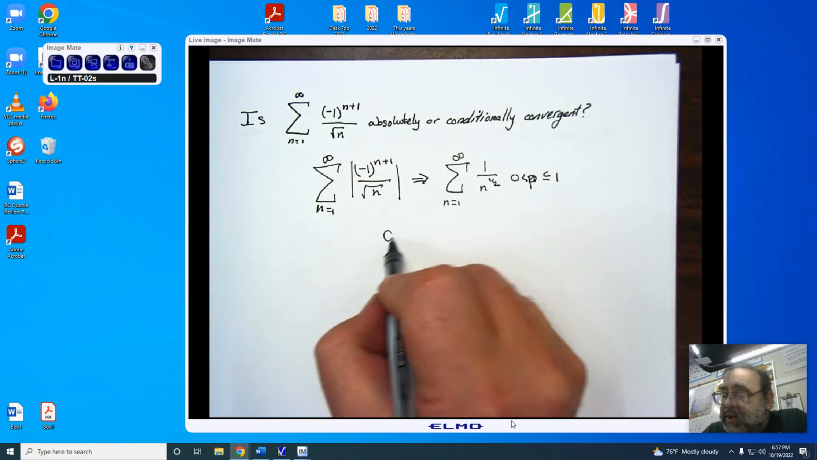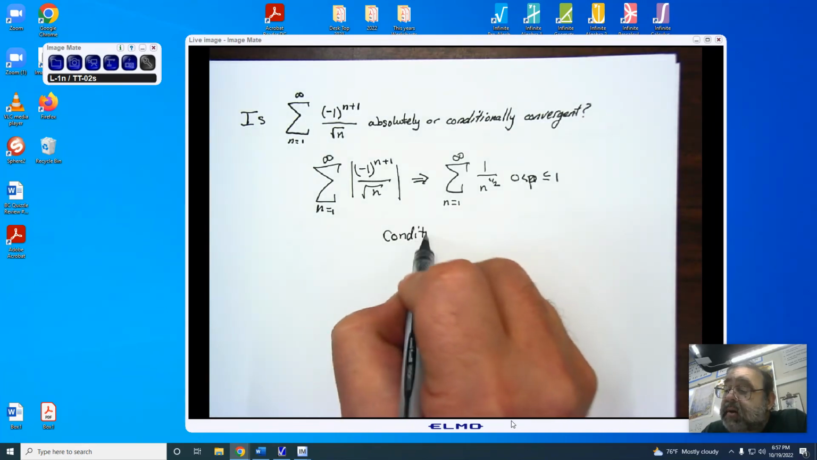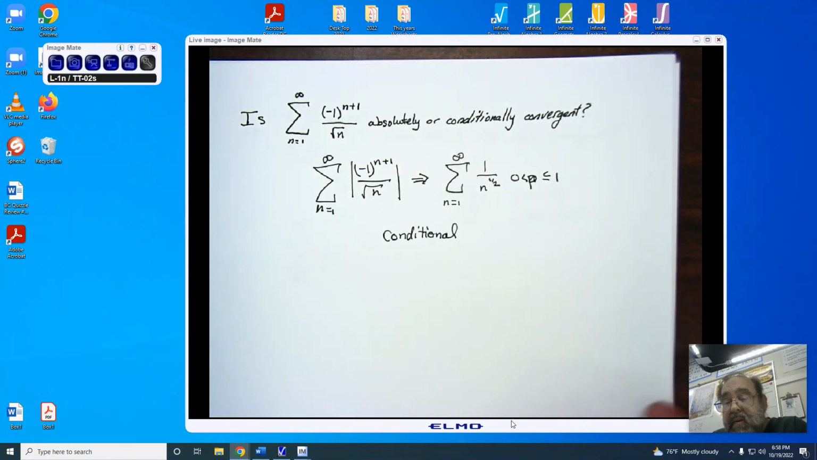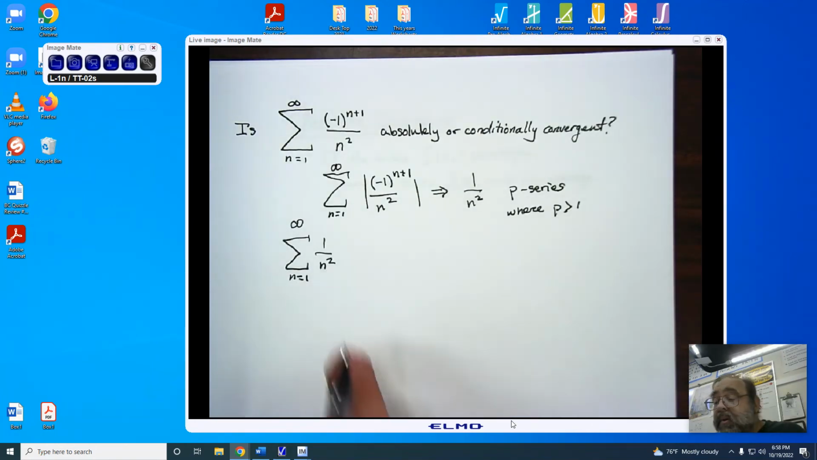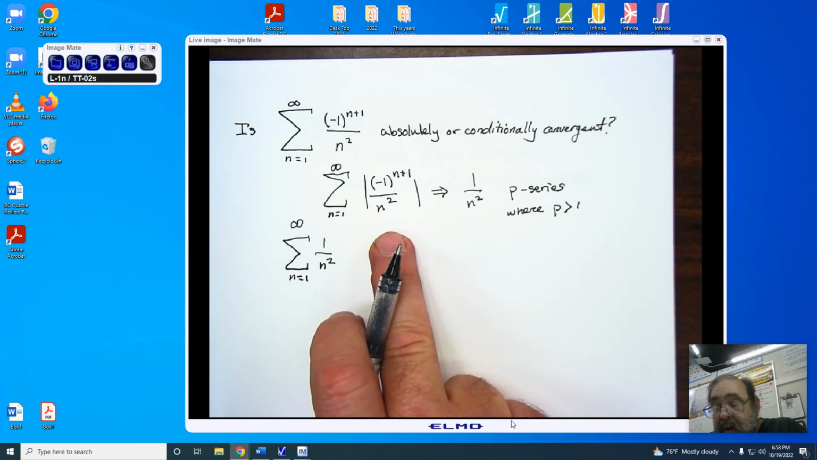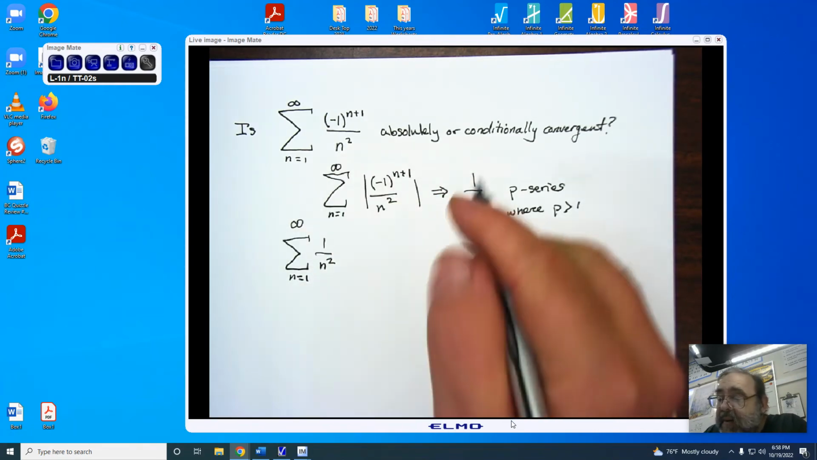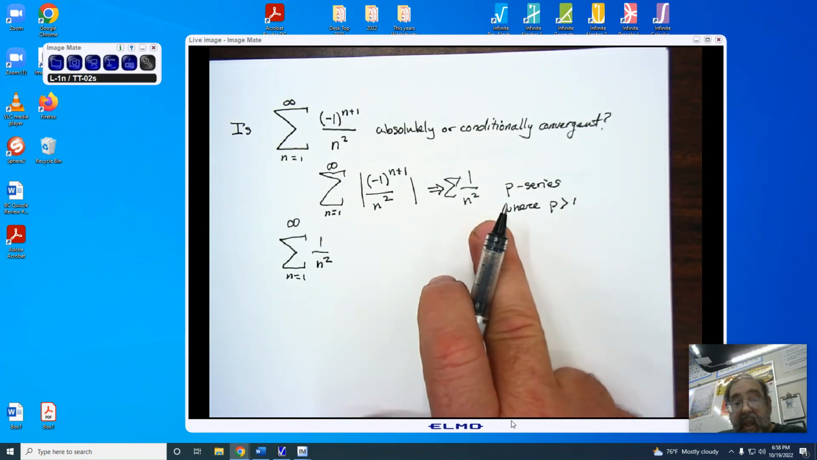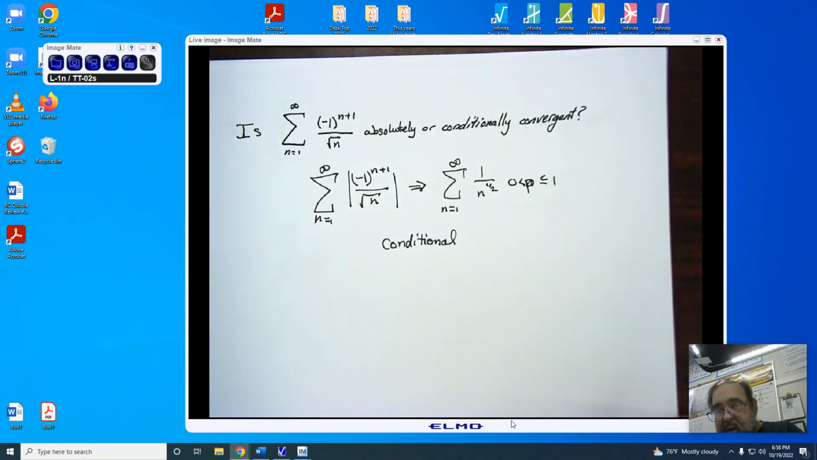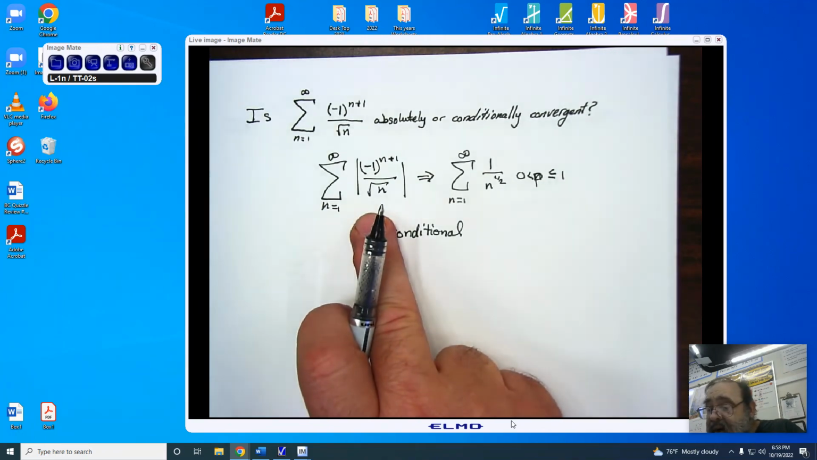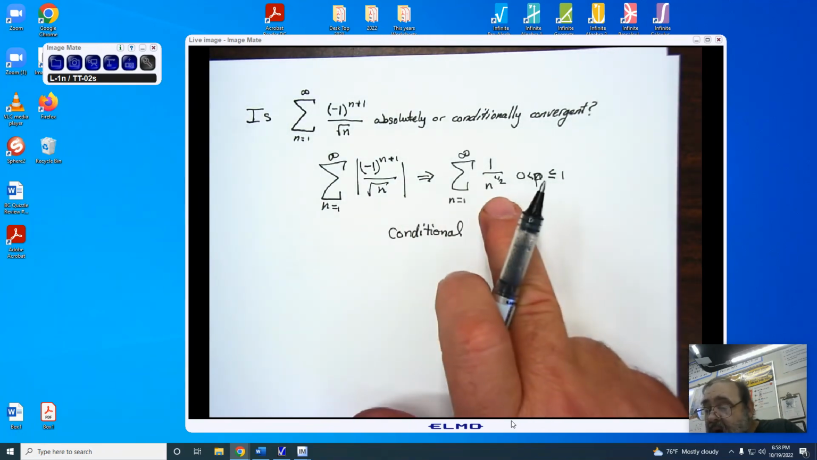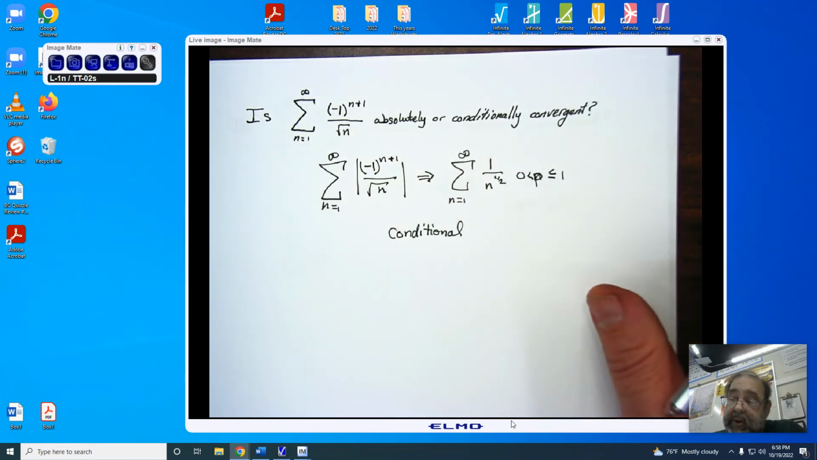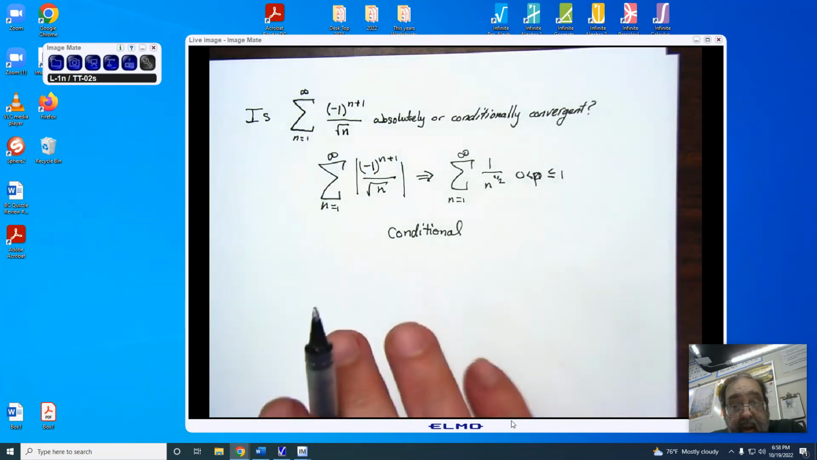This we say is conditional. The condition is the negative 1 to the n plus 1. In the previous example, this is absolute, because when I take the absolute value, I am still looking at a series that will converge. Here, conditional, because if I take away the negative 1 to the n plus 1, I now have an OP that will not converge. Therefore diverge, and the conditional convergence is what we have.